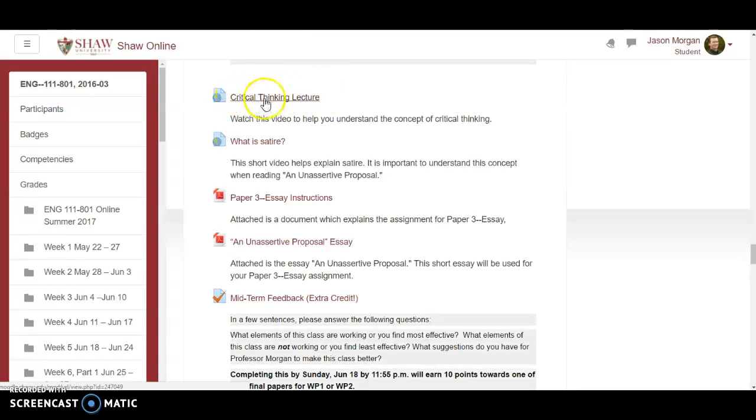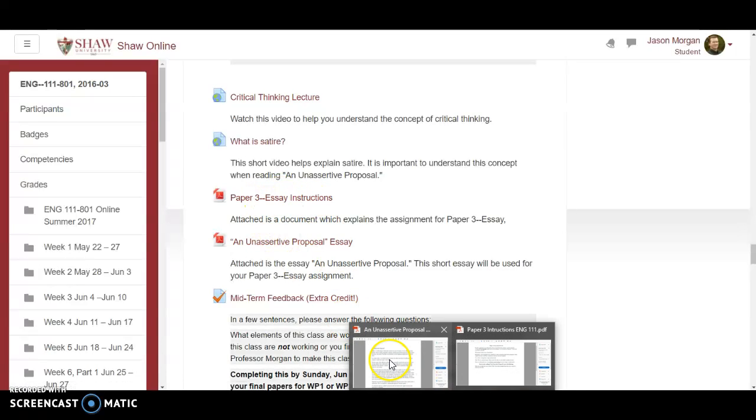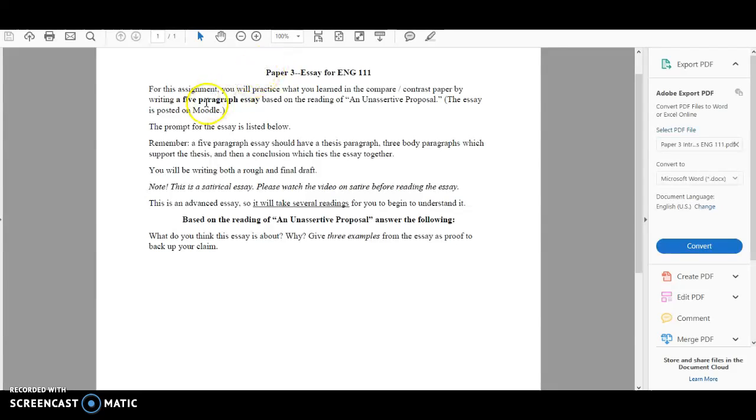There is this lecture that explains what critical thinking is, and then there's another lecture video here on what is satire, because your next assignment is that you're going to write another essay. Yay! When you click on the instructions, it would pull up the instructions. So for this assignment, you will practice writing what you learned in the compare contrast paper by writing a 5-paragraph essay based on the reading of an assertive proposal, meaning that the format is basically the same as a compare contrast. Okay, 5-paragraph essay.